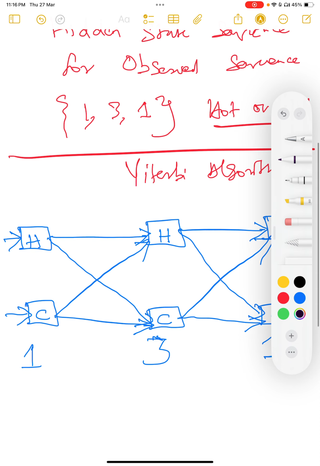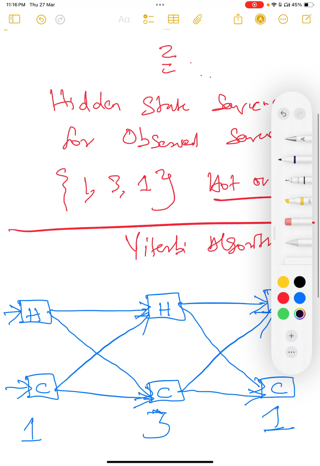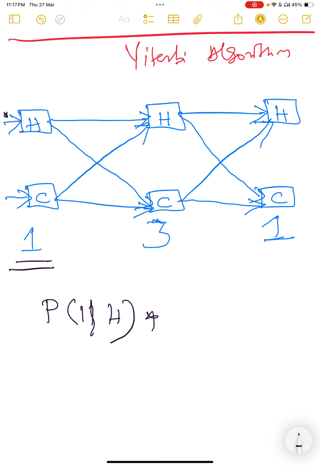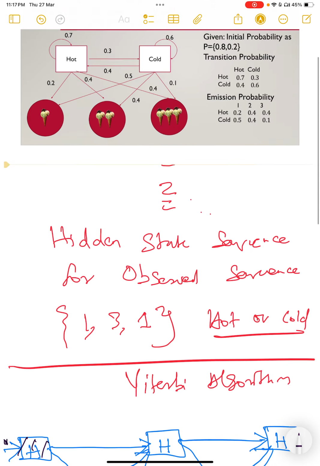Having said this, we have to find the values. First of all, what will be the first day? This is the first day. For the first day, what is the count of 1 given H with the count of H? That should be the first day value for H: P(1 given H) into P(H). What will be the values of P(1 given H)?